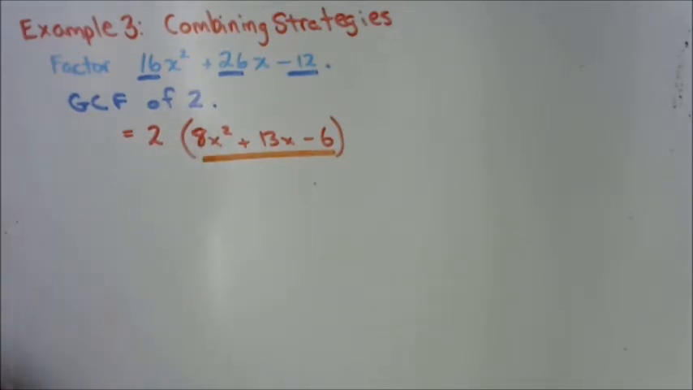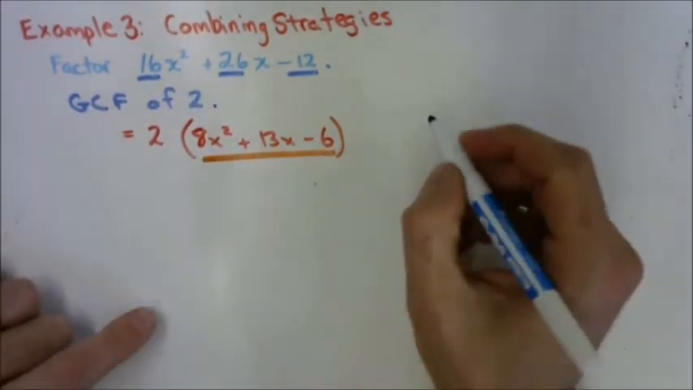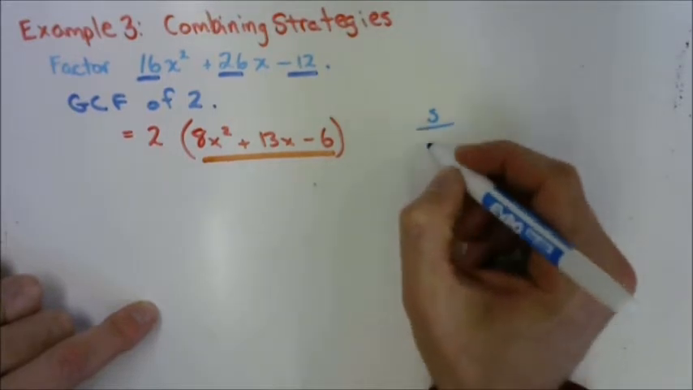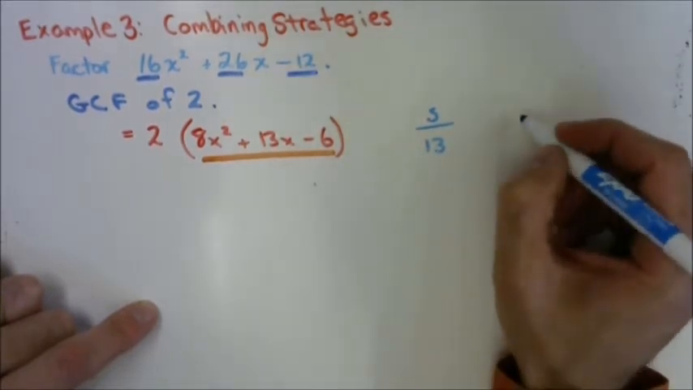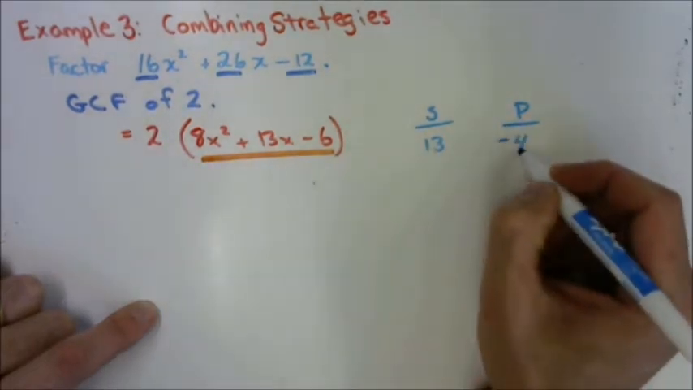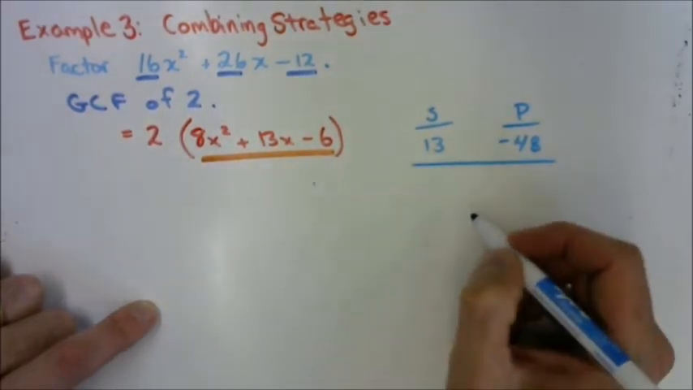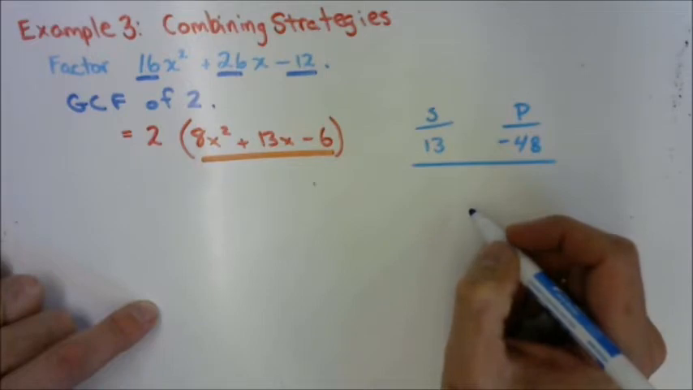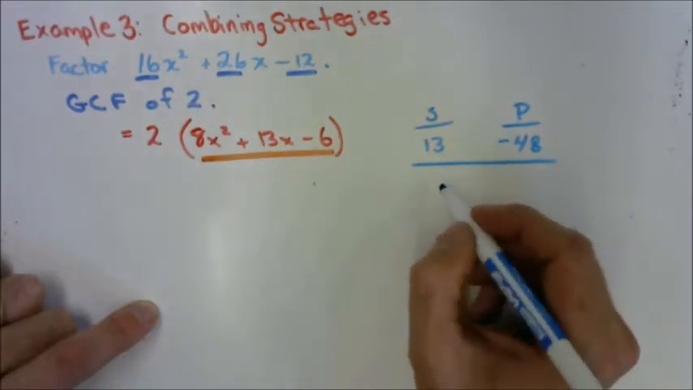And the strategy is the same. We're going to use sum and product. So I have a sum of 13. I have a product of a times c, which is negative 48. And I'm looking for all the factors of negative 48 and hoping to find the one that adds to positive 13. So let's go up our mountain.